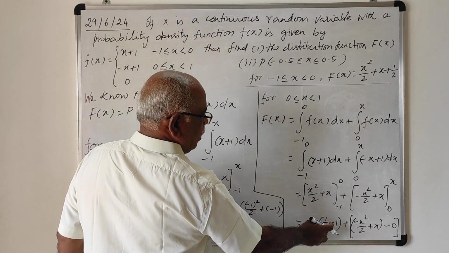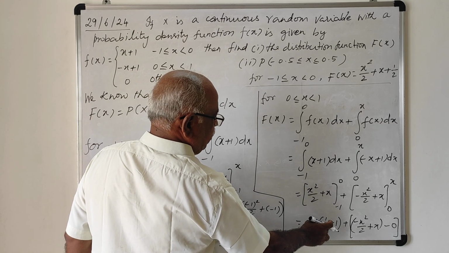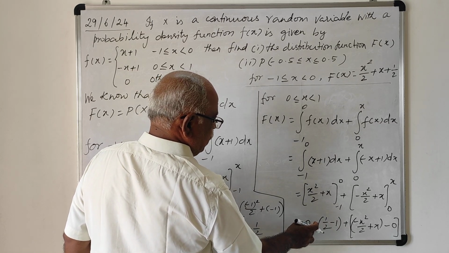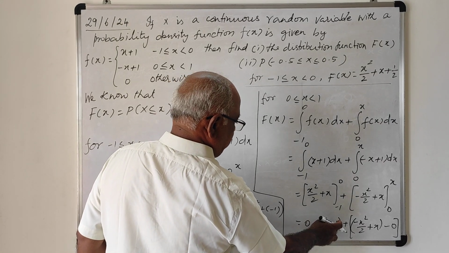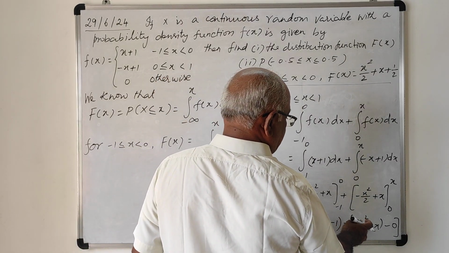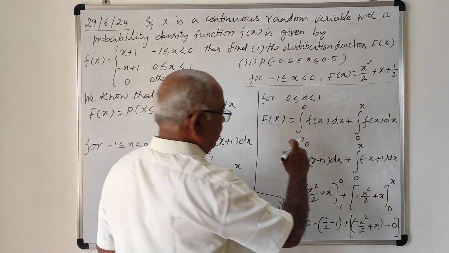Therefore, 1 minus 1 plus 1 by 2 is minus 1 by 2, and with the outer minus it is 1 by 2. Minus 1 minus half is plus 1 by 2, and this is minus x square by 2 plus x. That will be the answer. Okay.